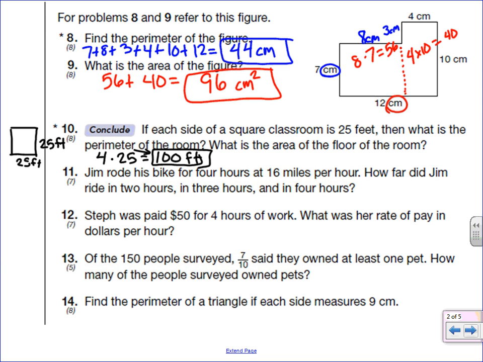Okay, then it says, what is the area of the floor of the room? Well, area I do by multiplying. So I'm going to do 25 times the other side, 25, which is 625. The units are feet, and areas are squared of whatever units you have.